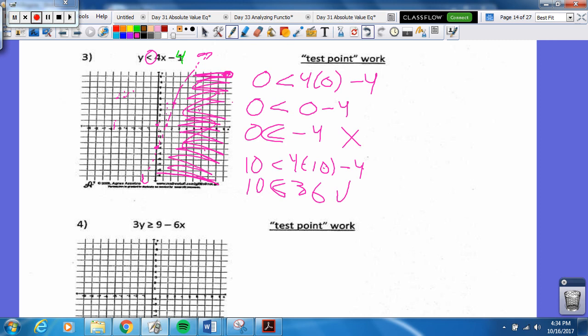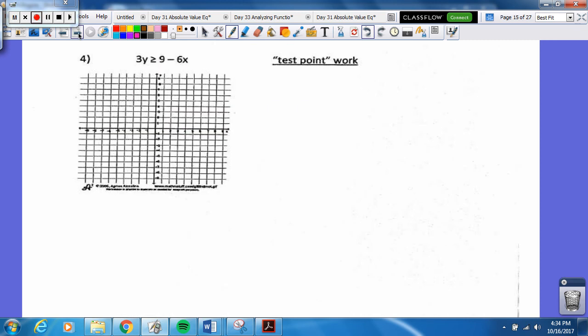All right. Last one I'm going to do. Here you go. First thing, are we in y equals mx plus b form? No. So we got to get there. So let's divide by 3 here. So I got y is greater than or equal to 9 divided by 3 is 3, minus 2x right there.